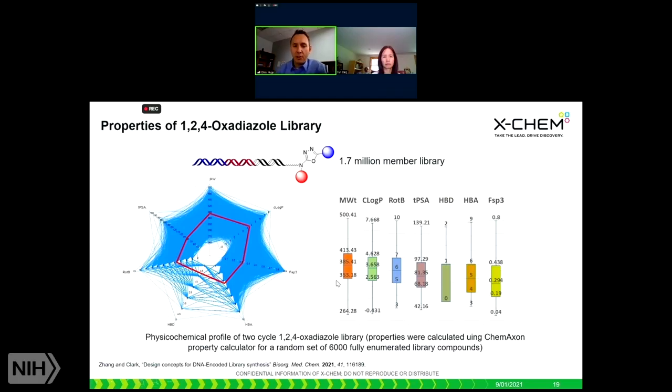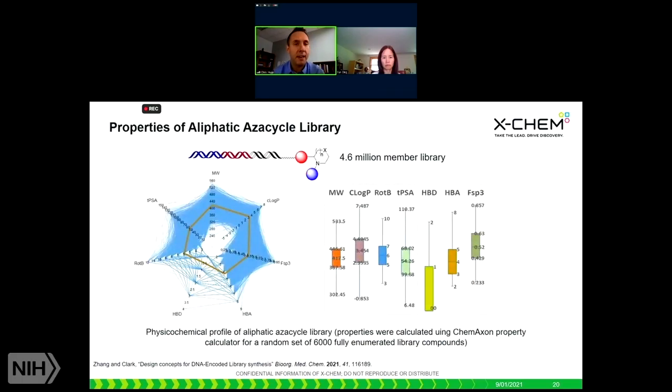What you can see, if I draw your attention to the box and whisker plots, is that the averages for a variety of properties are in a very attractive range. And even the majority of the library, which is shown in the colored boxes for each of these properties, is in ranges that would be good starting points for any medchem campaign. This data is derived from a random set of 6,000 fully enumerated library compounds from this library.